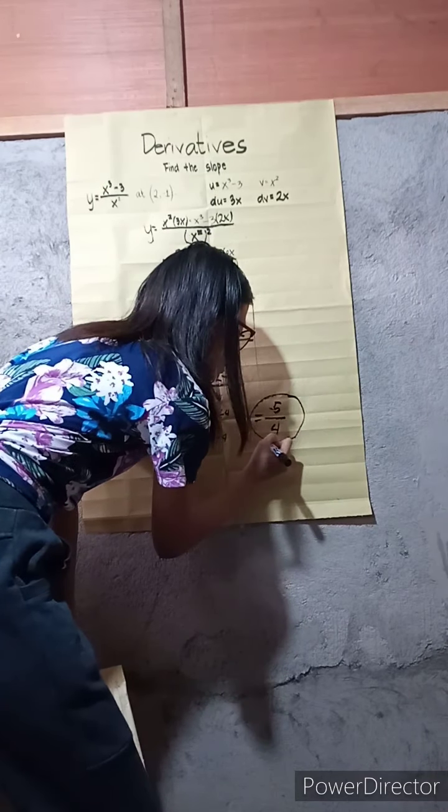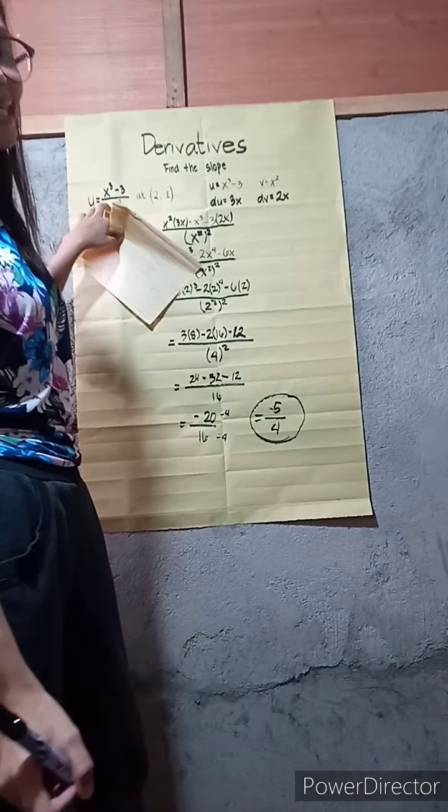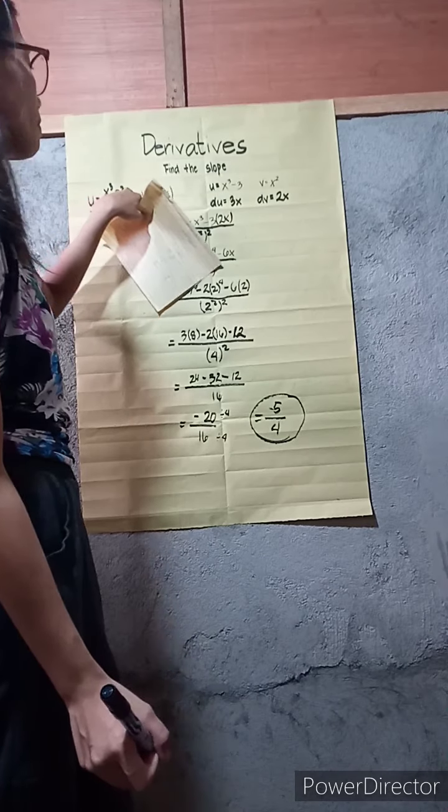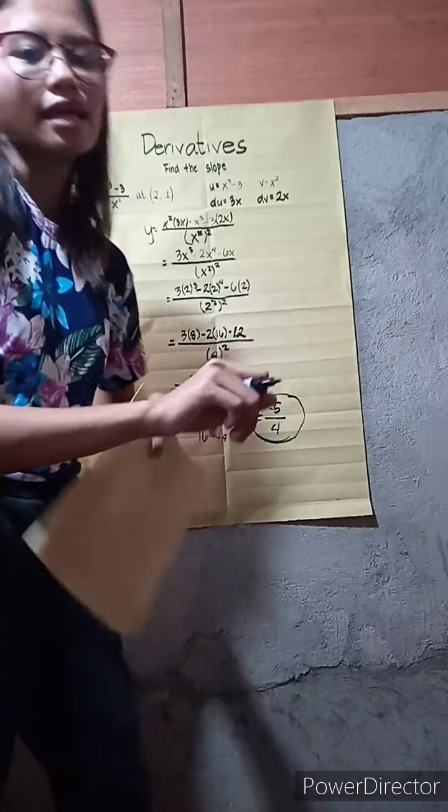So that's the final answer of finding the slope of y equals x cubed minus 3 over x squared at the point 2 and negative 1.